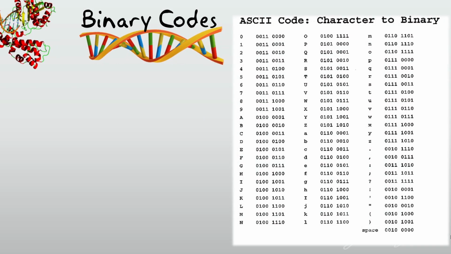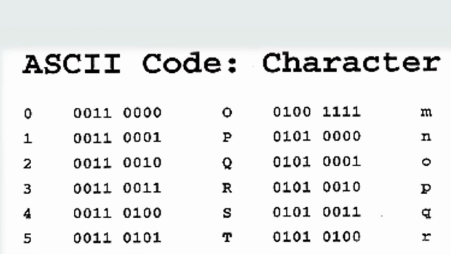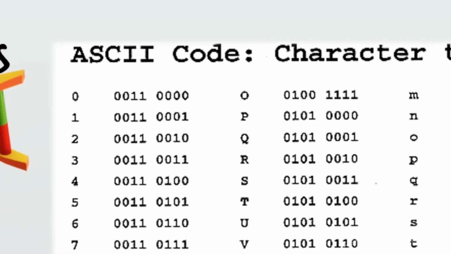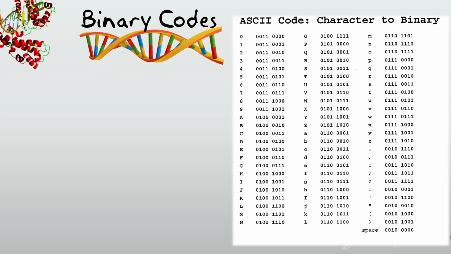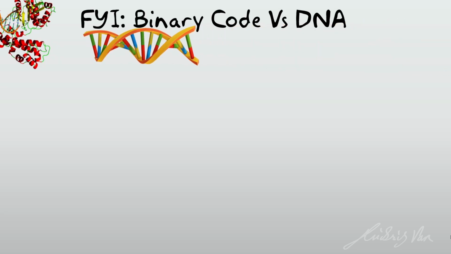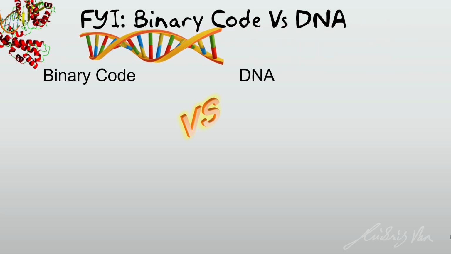So I have a list of the binary code down here. You can see that 0011 0000 codes for 0. Then 0101 0100 codes for T, and so on. So your coding system of binary code is something like how your DNA codes for your protein. So this one is more for your information.